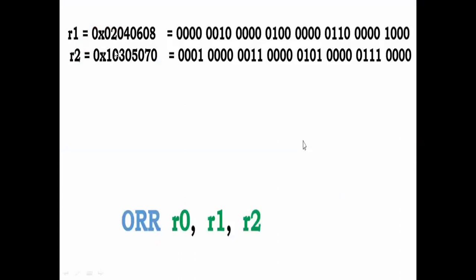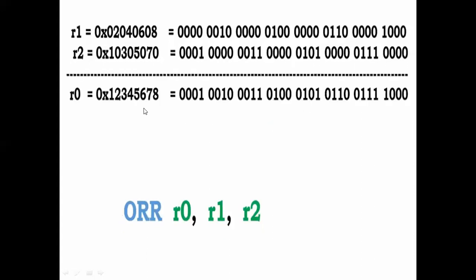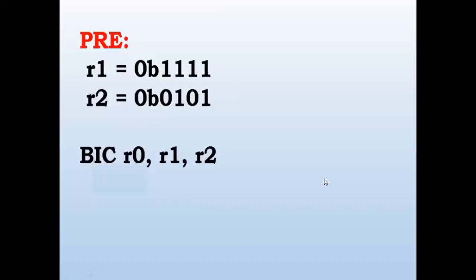This is by using binary representation. This is 0x02040608 and 0x10305070. It will do the OR operation. The same thing: here is the OR operation using hexadecimal representation, and this is performing the OR operation using binary representation. So 0 OR 0 means 0. 1 OR 0 means 1. So this will do the logical OR operation.